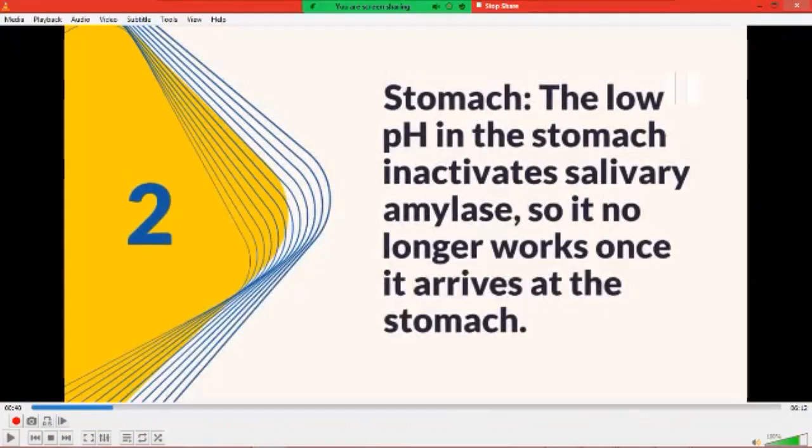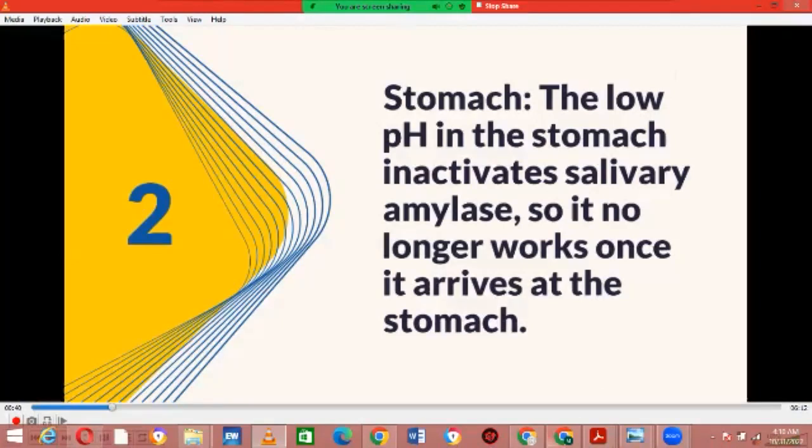And number two, the stomach. The stomach has a low pH. Low pH. You may be wondering what the pH is. Now, a pH scale, for those that are not science, I know that I do science, is a particular instrument or scale used to measure the acidity or the alkalinity of a particular substance. Now, let me show you how a pH scale looks.